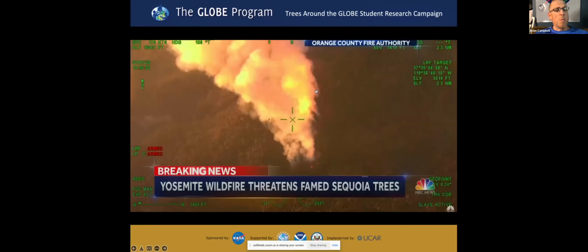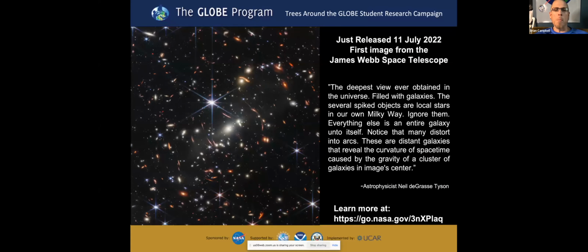Now, on to nicer news. You may have seen yesterday, they released the first image from the James Webb Space Telescope, basically the most technologically advanced telescope ever, looking at the origins of our universe.